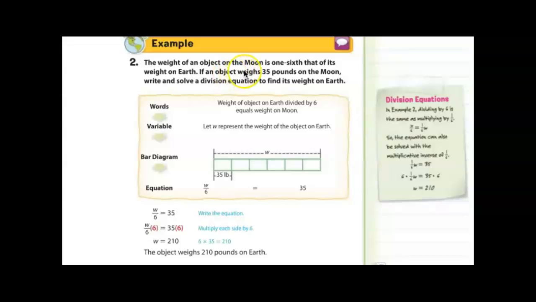Okay, we're going to look at this example they've done for us. The weight of an object on the moon is 1/6 of its weight on the Earth. If an object weighs 35 pounds on the moon, write and solve a division equation to find its weight on Earth.